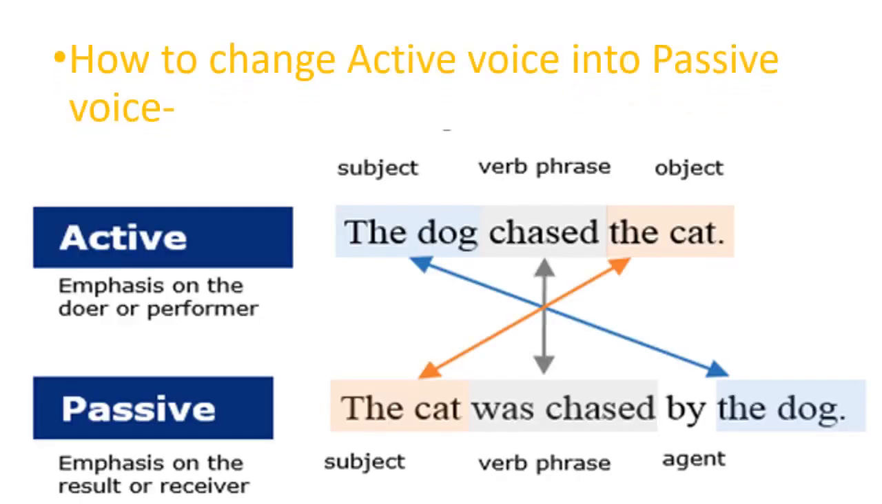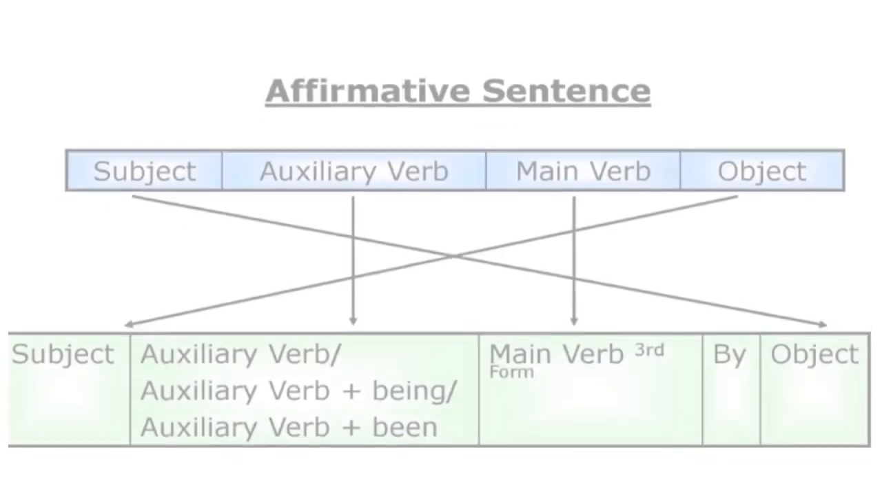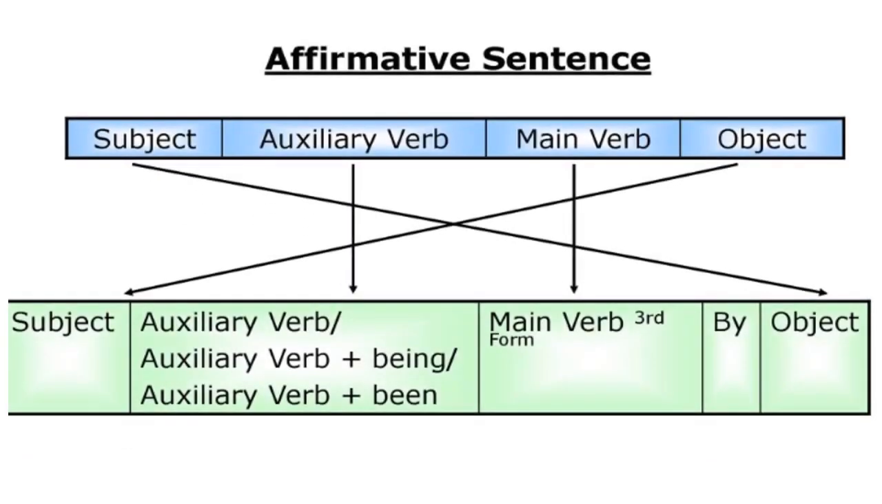How to change active voice into passive voice? The dog chased the cat. The cat was chased by the dog. Affirmative sentences. Subject becomes our new object. Object becomes our new subject. Auxiliary verb be, being or been are added. The main verb is changed into the third form of the verb, then the preposition by is added.